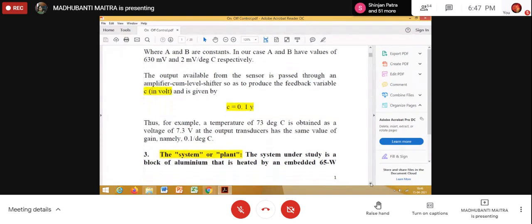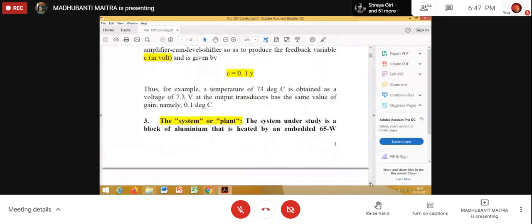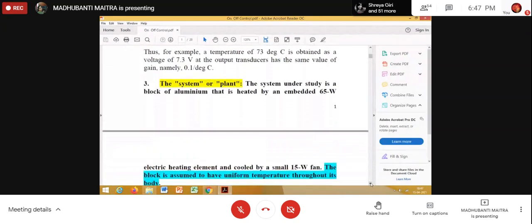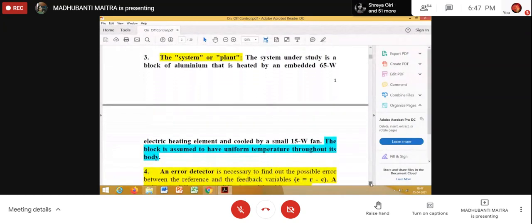Now, first I'm going through this, then I'll show you the system on the plant. So naturally, we need a plant whose temperature is to be controlled. So the system under the study is a block of aluminium that is heated. Since it is temperature control, we want to maintain the temperature of the plant, right?